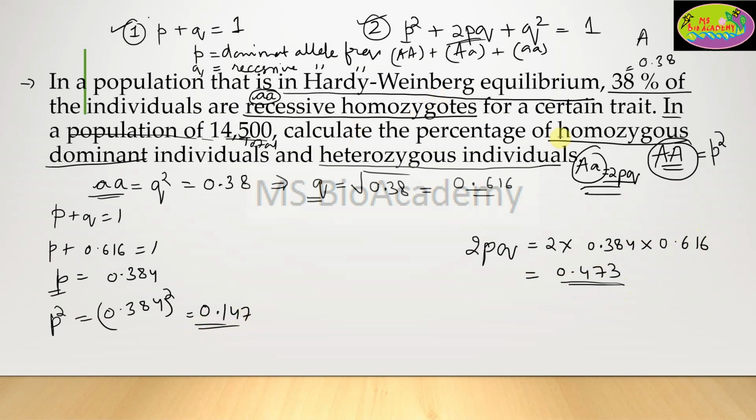Now we have to calculate the percentage of homozygous dominant individuals, that is, how many individuals are homozygous dominant and how many of them are heterozygous.